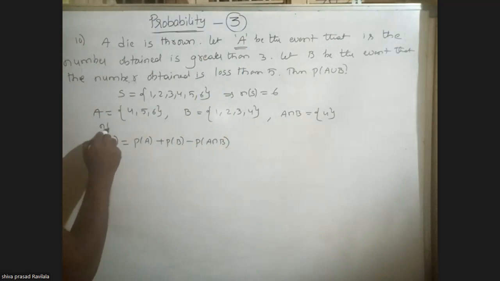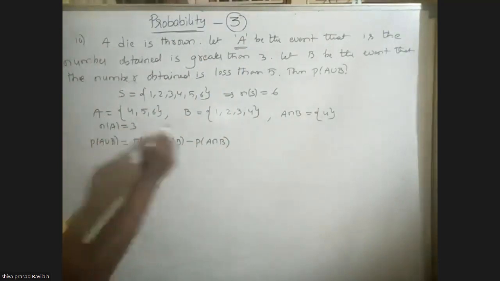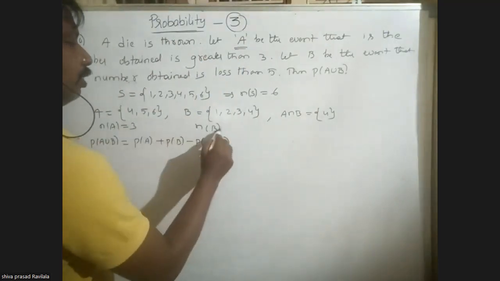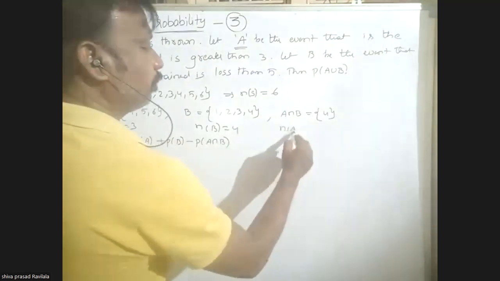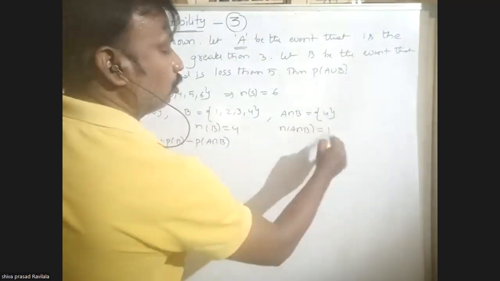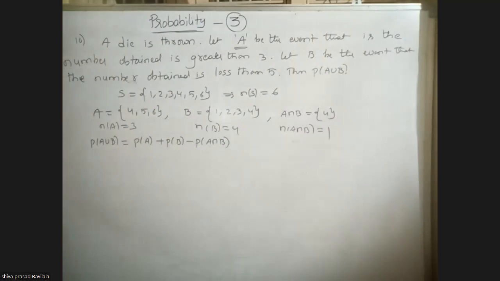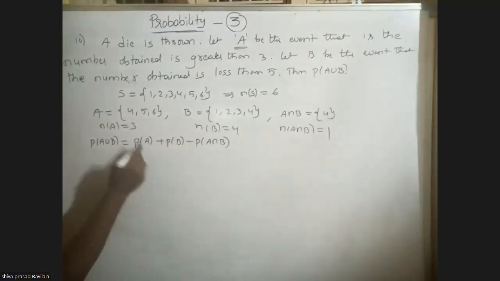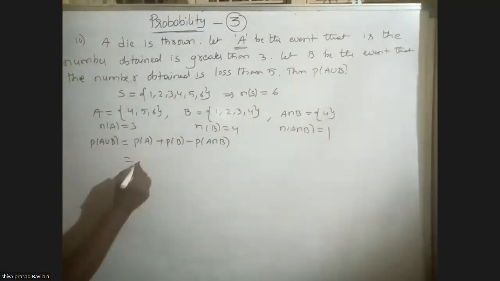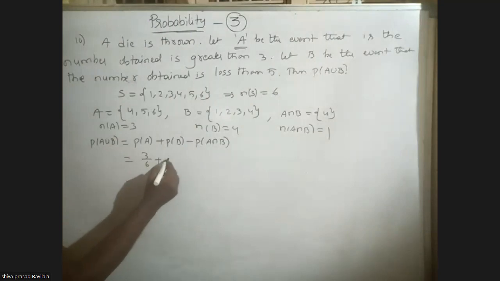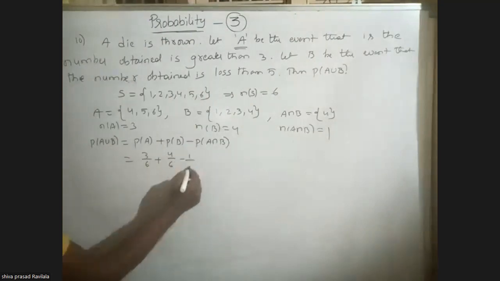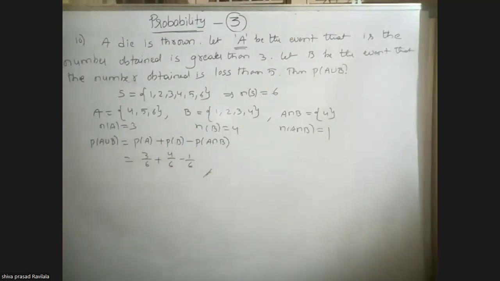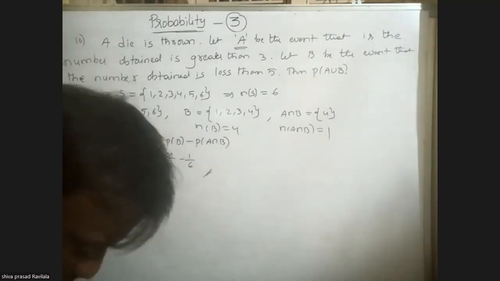N of A is equal to 3, and N of B is equal to 4, and N of A intersection B is equal to only one element, the number of elements in the intersection. Same condition. P of A is N of A by N of S, 3 by 6. 4 by 6 minus 1 by 6. Do the calculation: 3 plus 4 minus 1, 6 by 6. Answer is 1.